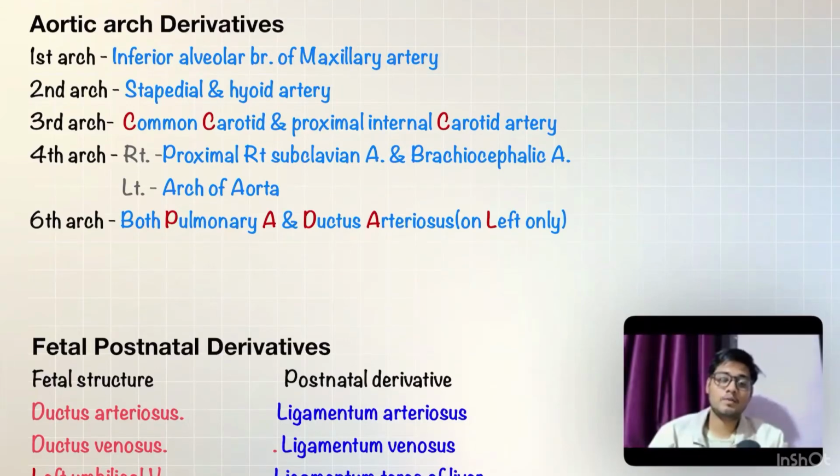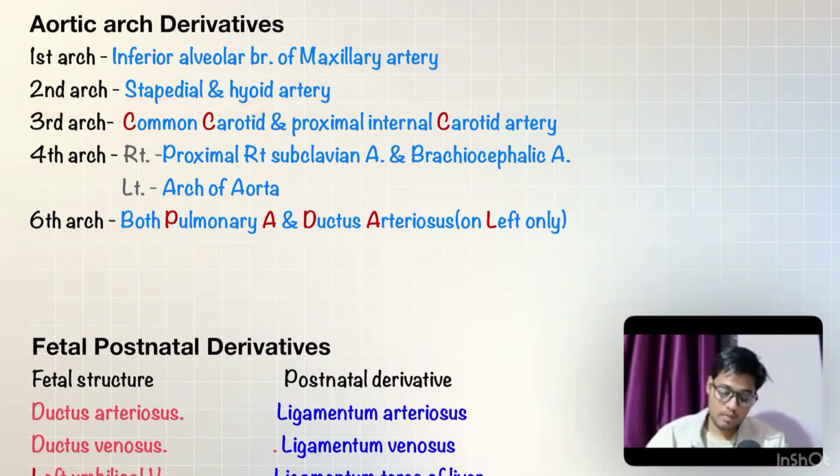So today in this video, we are going to learn about aortic arch derivatives and fetal postnatal derivatives. So in aortic arch derivatives, there come first, second, third, fourth, and sixth arch. So starting with the first arch forms the inferior alveolar branch of maxillary artery. Second arch forms the stapedial and hyoid artery.